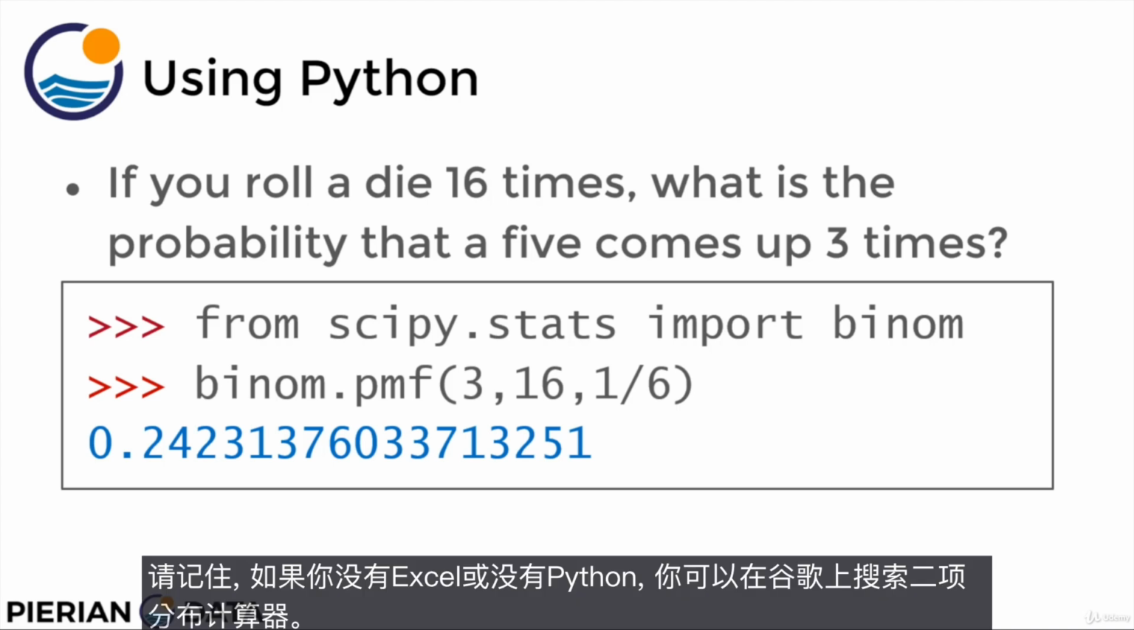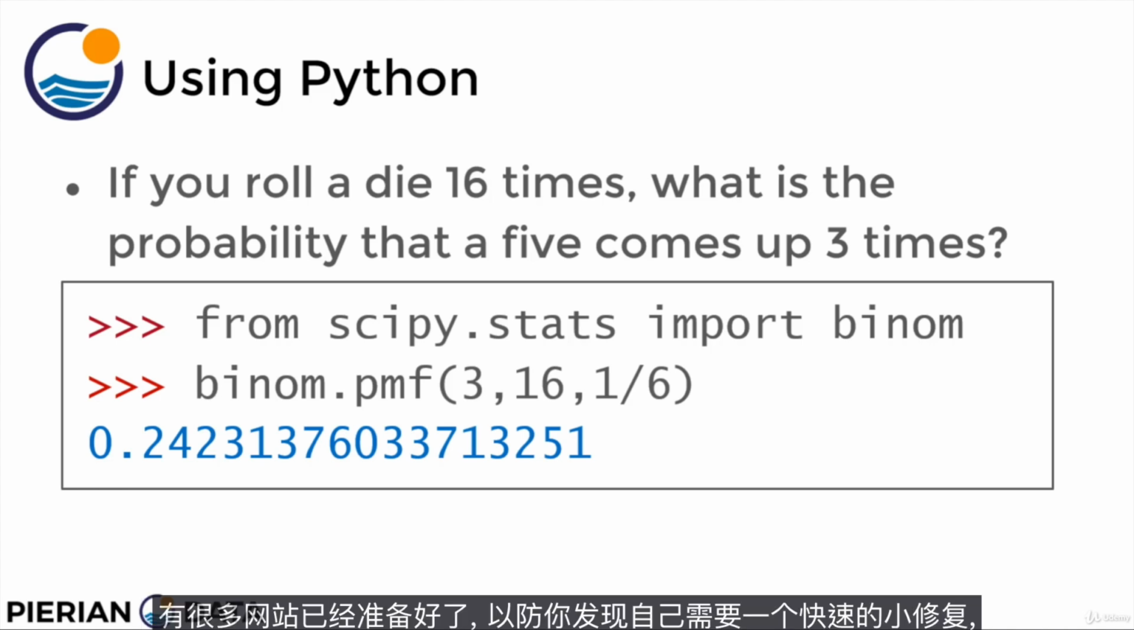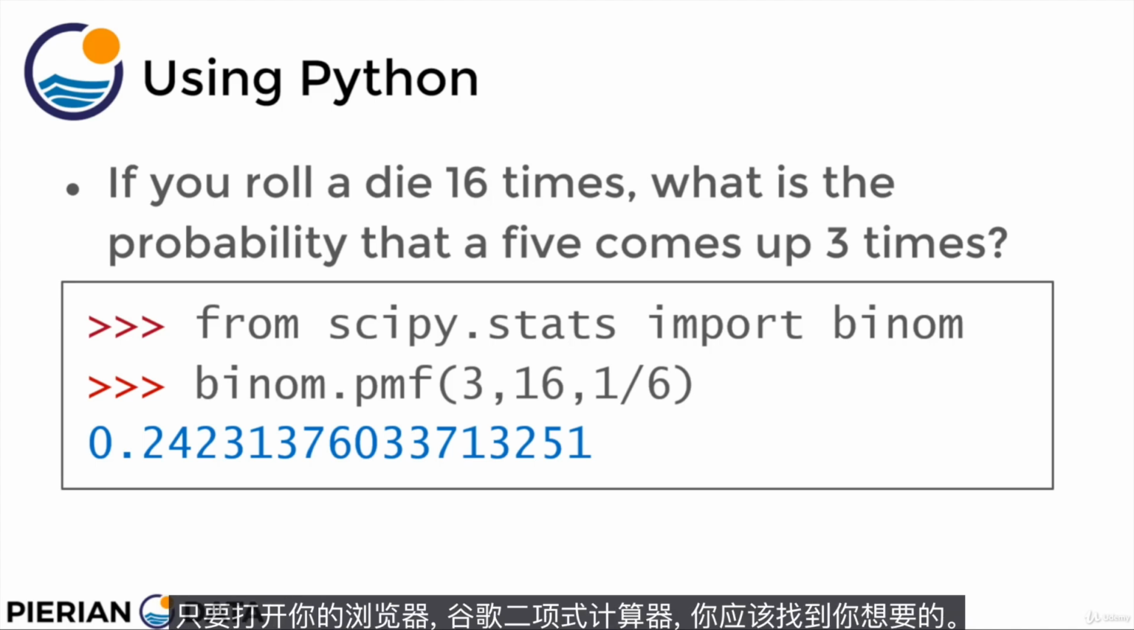Keep in mind, if you don't have Excel or if you don't have Python, you can just Google search for binomial distribution calculator, and there's tons of websites that already have that ready to go. In case you find yourself needing a quick little fix, just open up your browser, Google binomial calculator, and you should find what you're looking for.